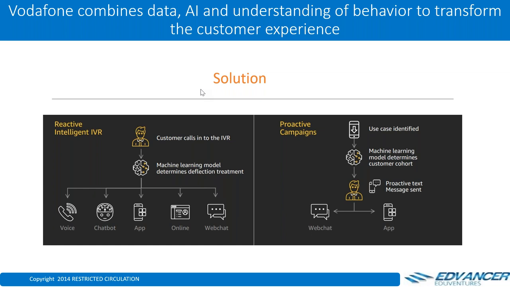I mean, the customer care agent would be able to focus on more complex problems. Important is not a good word, but a complex problem. These are all FAQ problems. Okay. Based on this, the deflection will be decided. Either your case would be handled in voice, in chatbot, in app, online, or web chat. Okay. So there was a deflection in the channel.